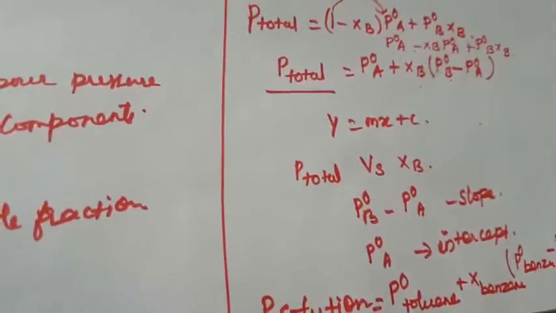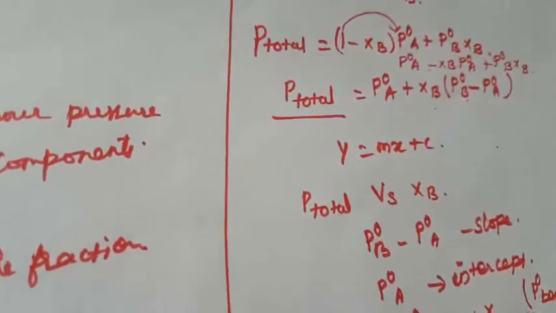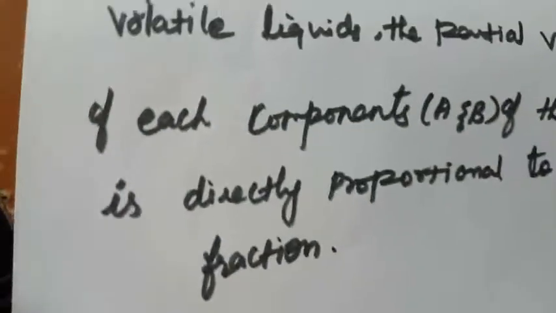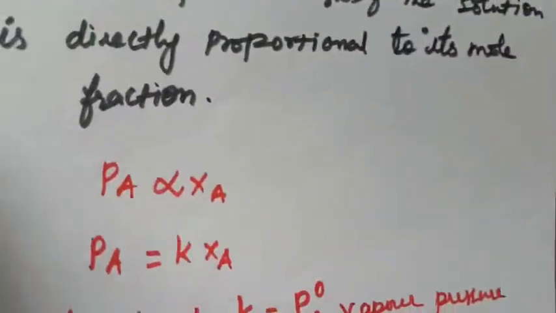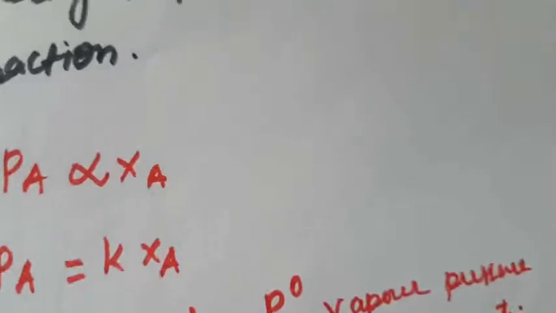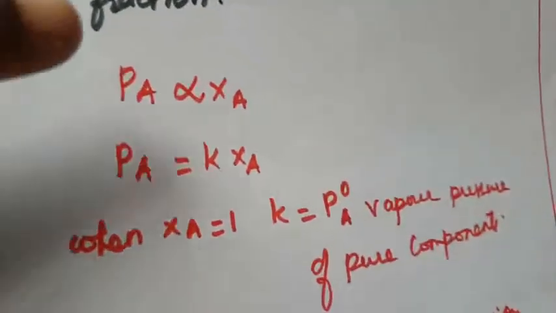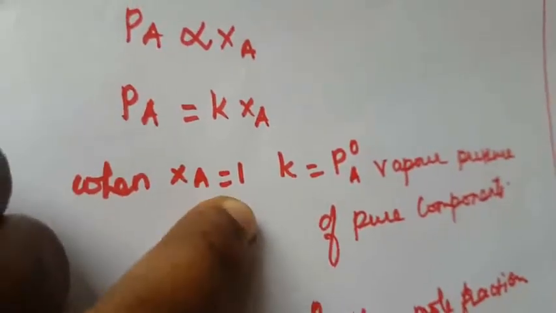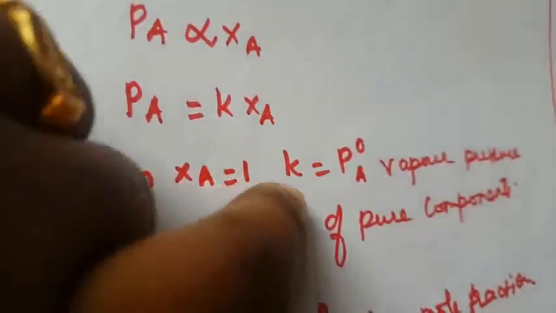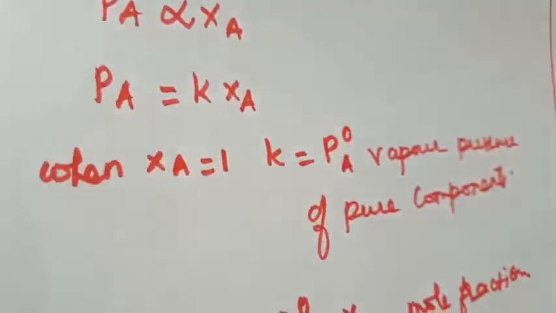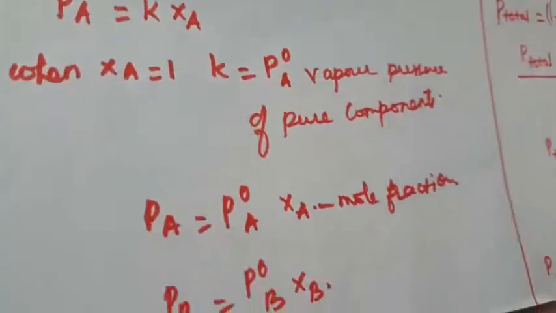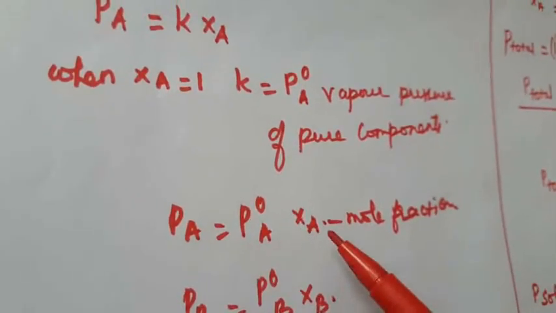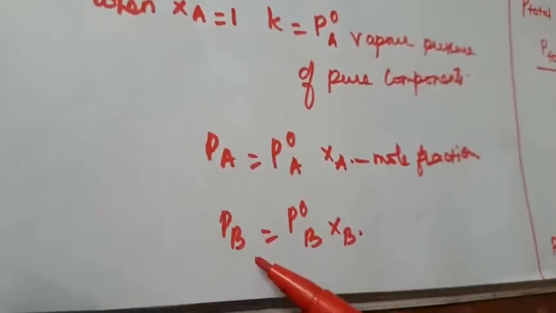The vapor pressure, the partial pressure of the given two components, is directly proportional to the mole fraction. This can be explained with that example. First we write PA for the two components. What is PA? We are introducing a constant K. When X is equal to 1, that is the mole fraction of A in solution, K is equal to P0, the vapor pressure of the pure component. So P0 means the pure component. So PA is equal to P0A XA, where XA is the mole fraction. The same thing we can write for PB.